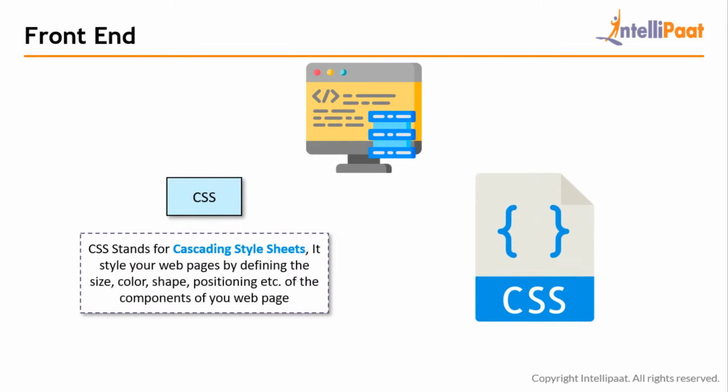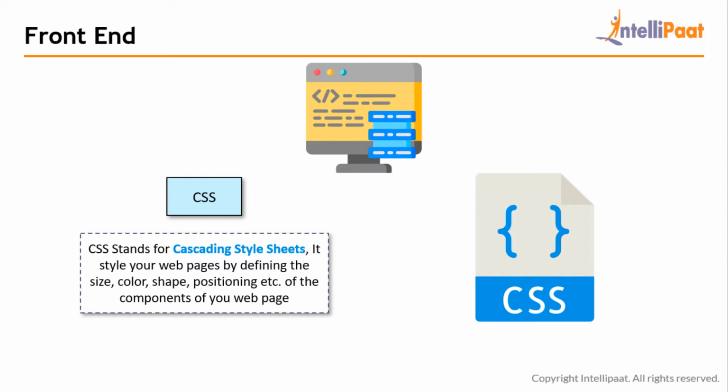Then there's CSS. CSS stands for Cascading Style Sheets. It is used to style your web pages by defining certain attributes or properties on elements. So you can write style sheets that tell the browser to take an element and then increase its size, change its font, change the background color, so on and so forth.